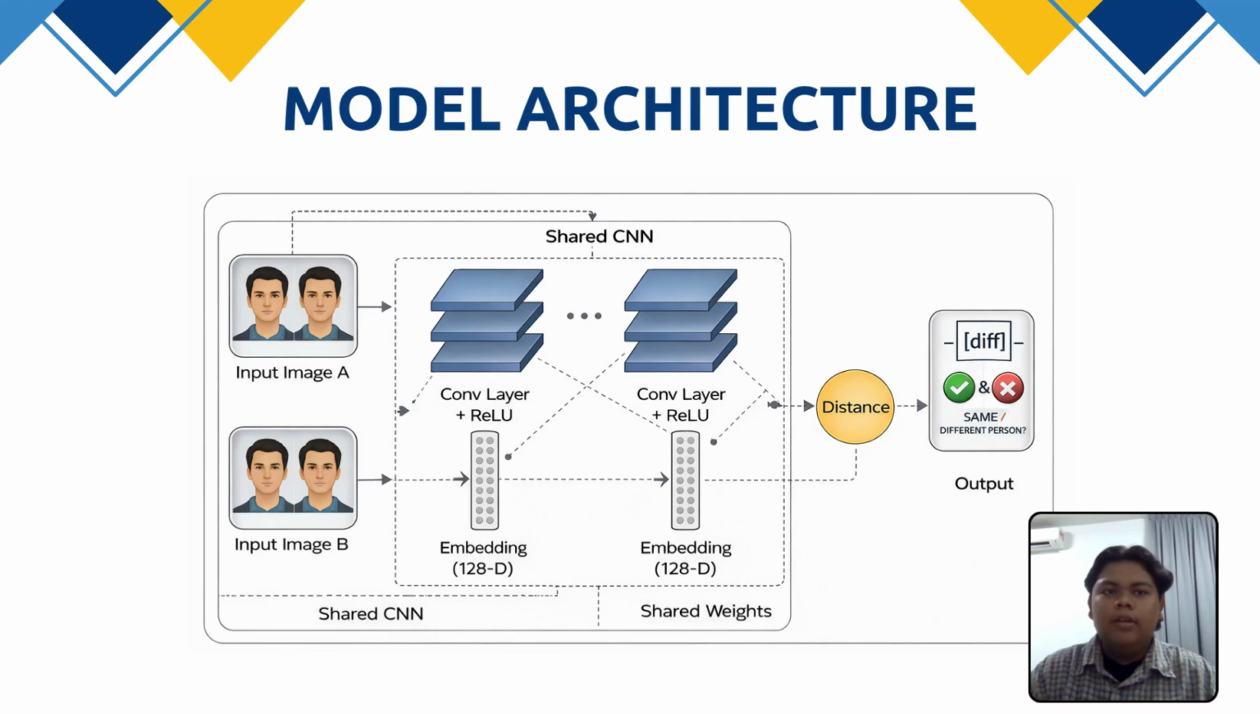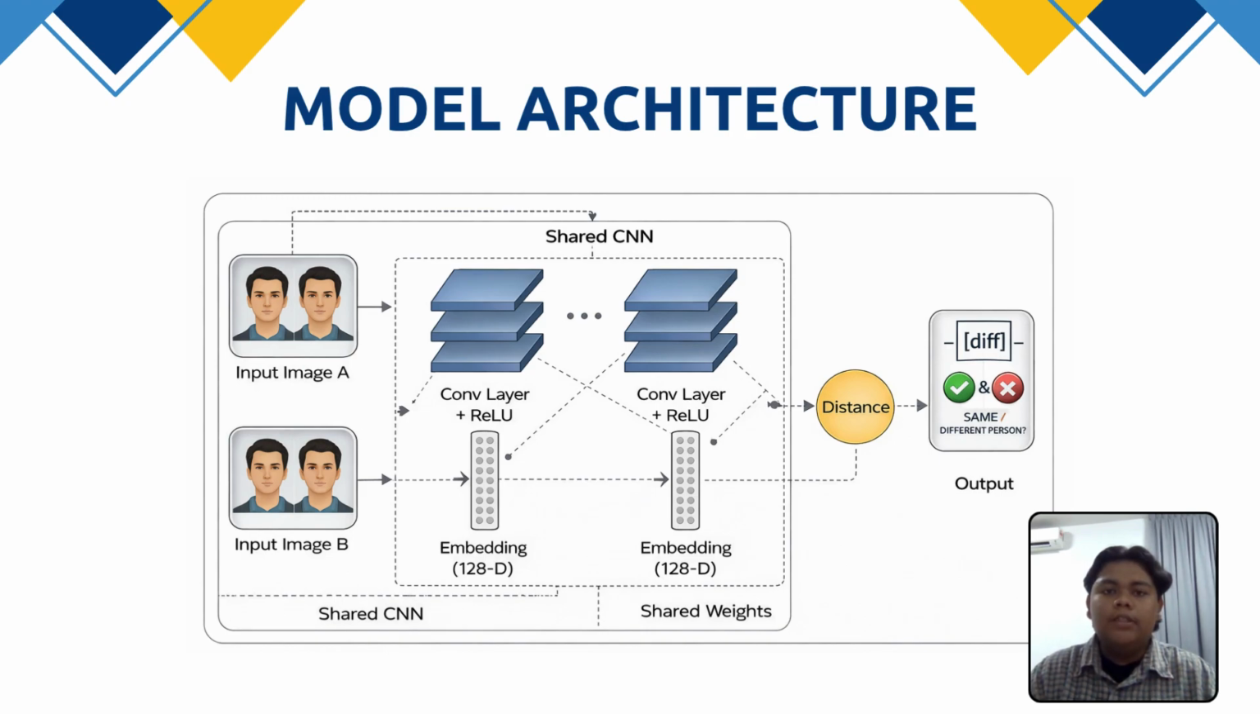Now I will present the model architecture. This diagram is a Siamese network used for face verification. It takes two input images, image A and image B, and passes both of them through the same convolutional neural network, which is called a CNN. Inside this network, the conv layer plus ReLU is used to extract the important features from the image, where the convolutional layer detects patterns like edges and facial features, and ReLU helps the model learn by keeping the useful values.